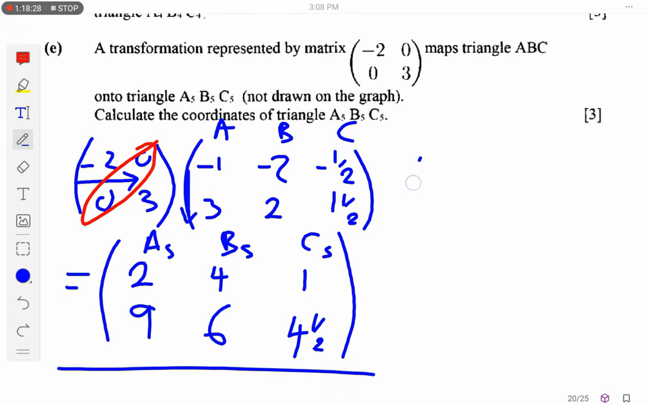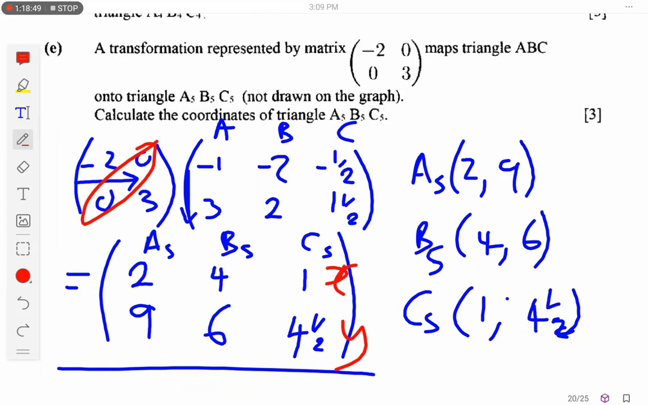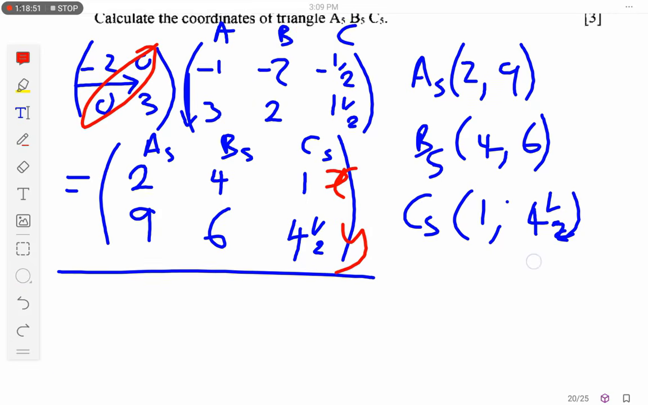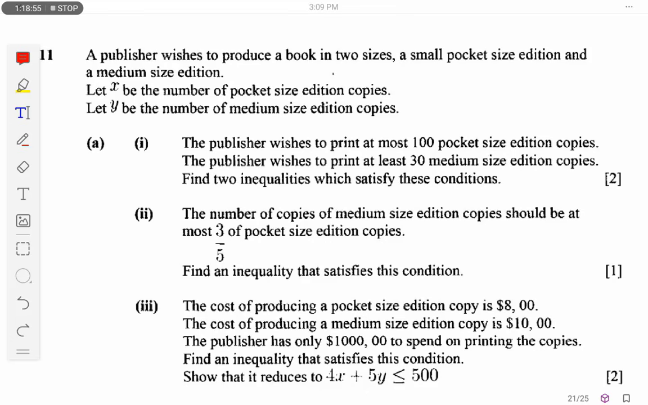The coordinates are now A5, I'll say 2, 9. B5, I'll say 4, 6. And C5, I'll say 1 and 4.5. Because these are the values there. This will be your X value, this will be your Y value. Okay. So that's how we do this one. So we have done the question. Now let's move on to the next question.